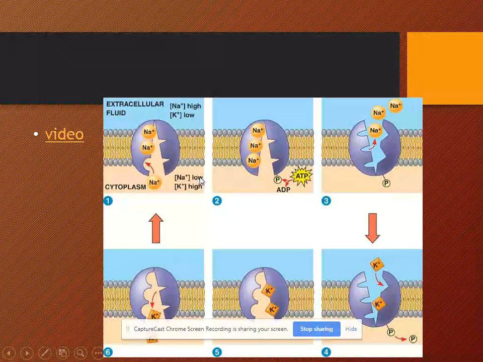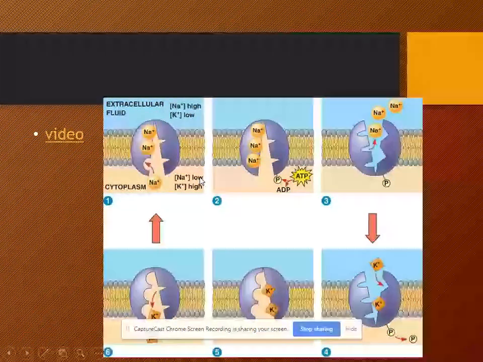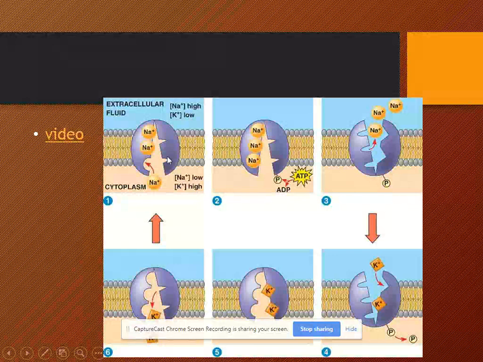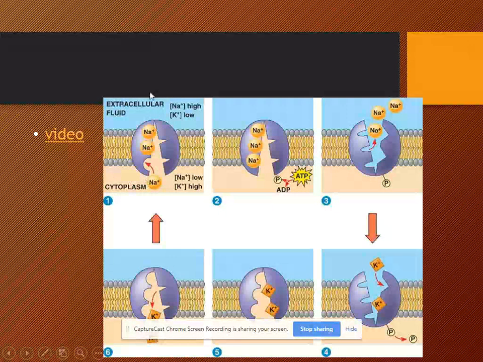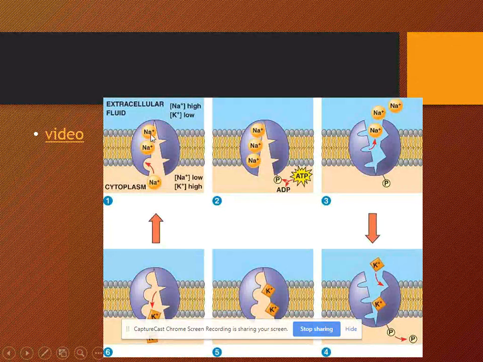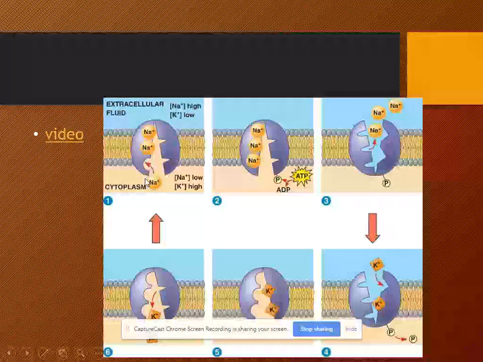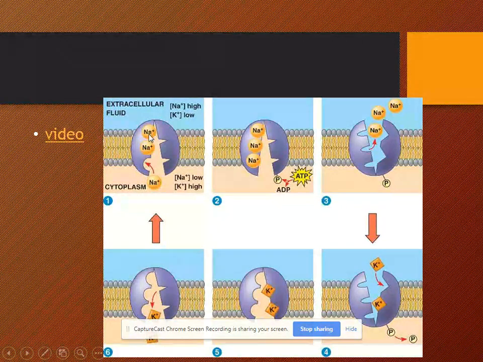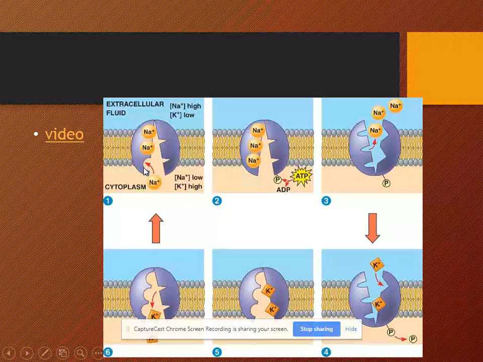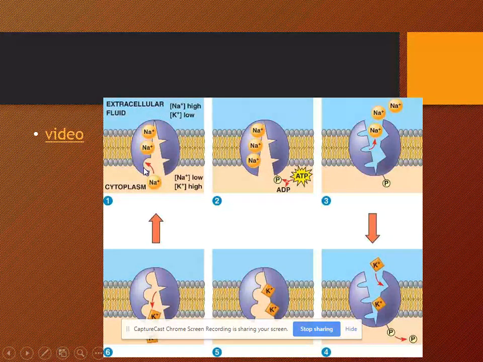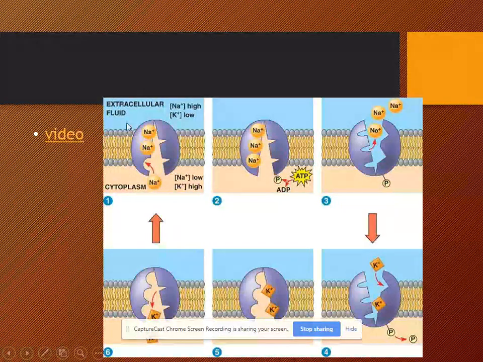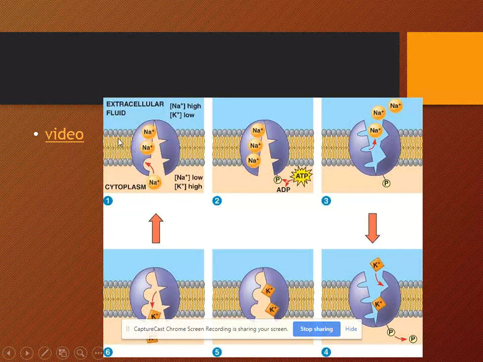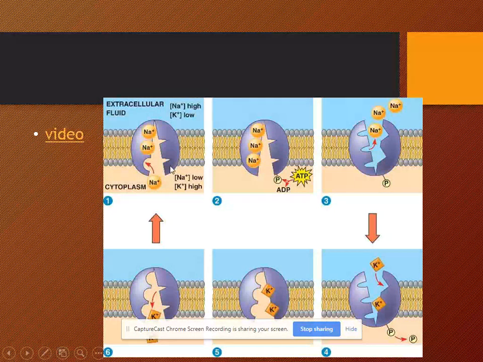Inside the cell, sodium is low and potassium is high. Outside the cell, sodium is high and potassium is low. This is the first picture, and you can see the pump is open to the inside of the cell. I have 3 sodiums. Remember, 3 sodiums, 2 potassium. Don't forget this. The little squiggly lines here are your cell membrane: here are your polar heads, here are your nonpolar tails.